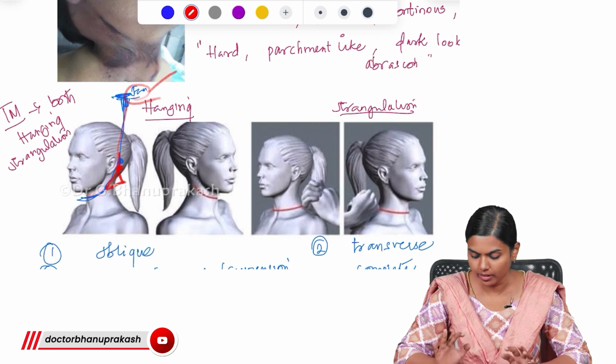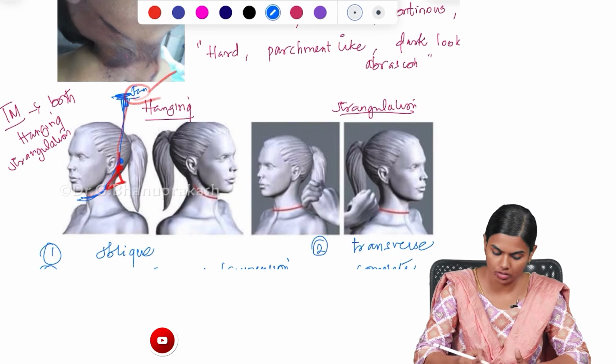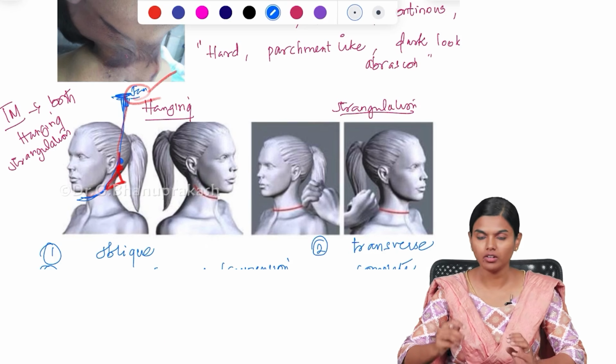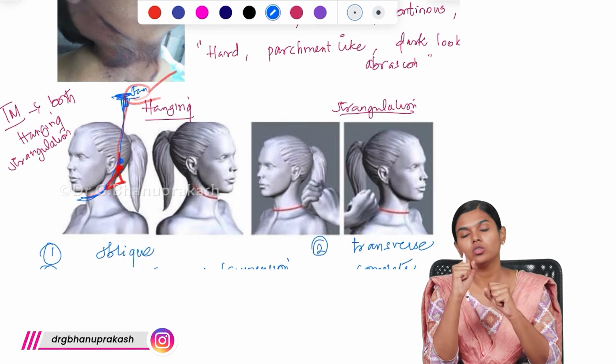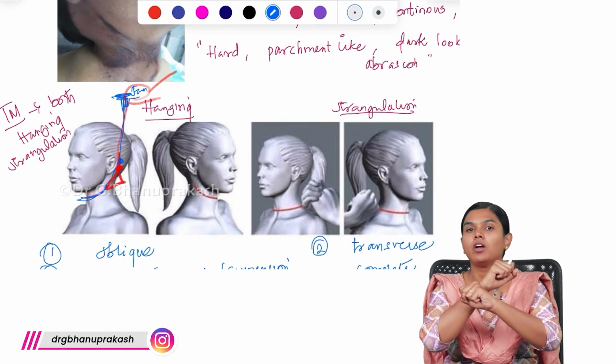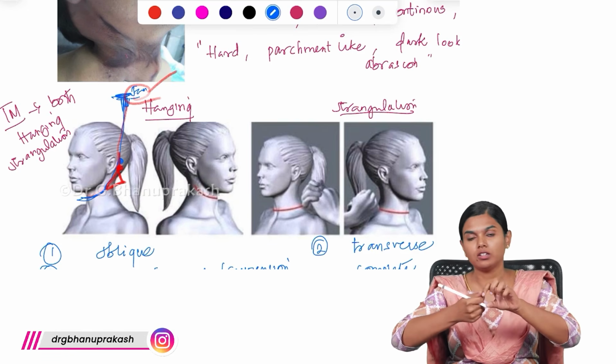Clear? And if it is the case of strangulation, what happens? They will use the ligature to constrict the neck, right? They will usually cross it over or they will just twist it over.